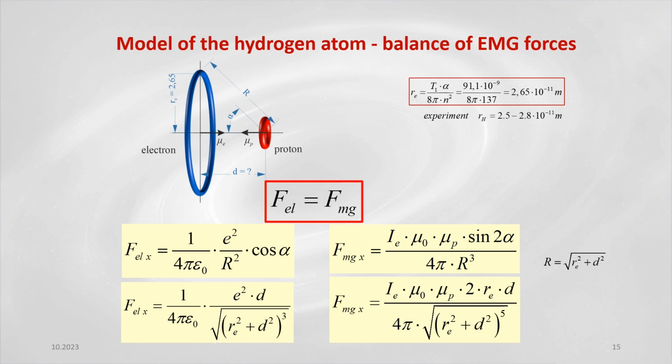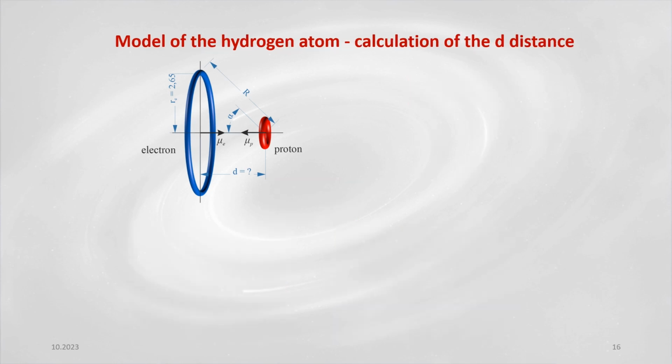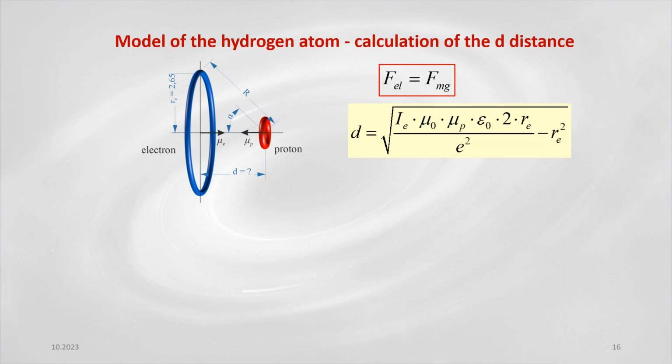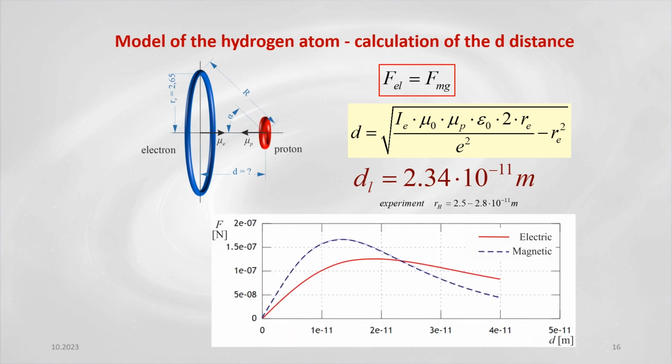We can also calculate the value of the electron current, which we need to calculate the magnetic force. From the modified equations for the equilibrium state between electric and magnetic forces, we get the equation to calculate the distance d on the common axis. After substituting constants and previously calculated values, we obtain the value of the distance between the proton and the electron on the ground state energy level of the hydrogen atom, which is 2.34 times 10 to the minus 11 meters. This value corresponds to the experimentally measured values of the size of a hydrogen atom.